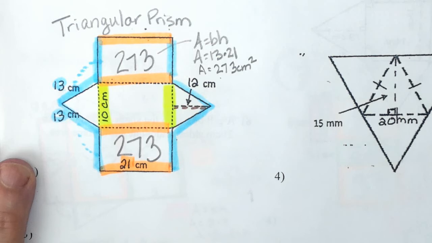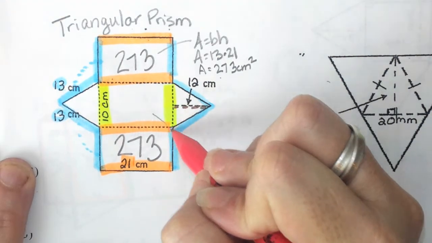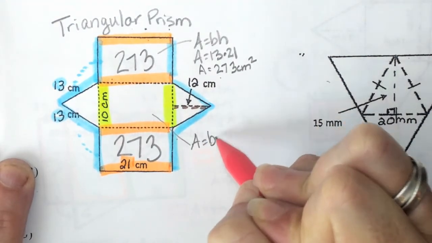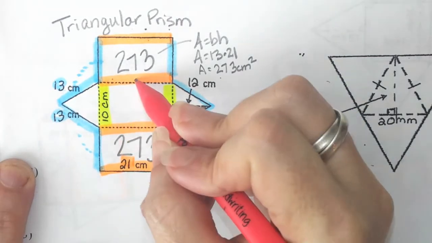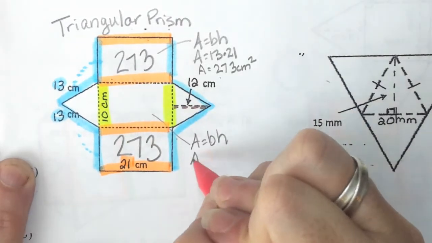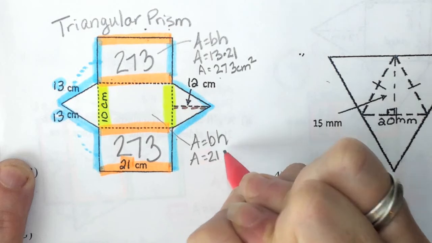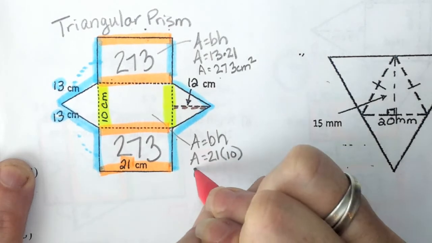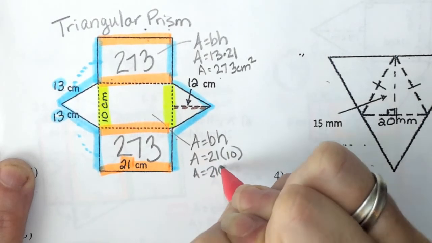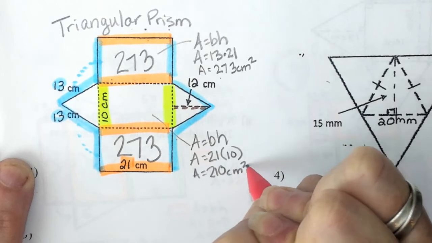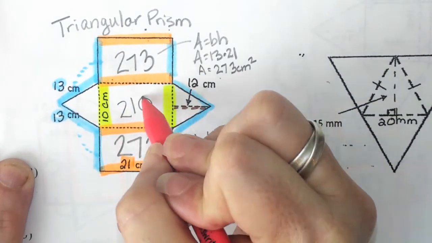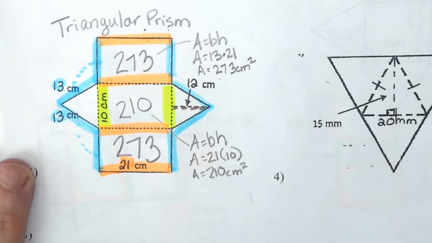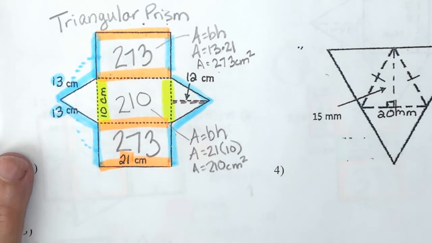Even though it looks the same, this rectangle has a different number. It's yellow and orange. So it is a 10 by 21 or 21 by 10, which is 210. You can't trust a picture. You can only trust a number.